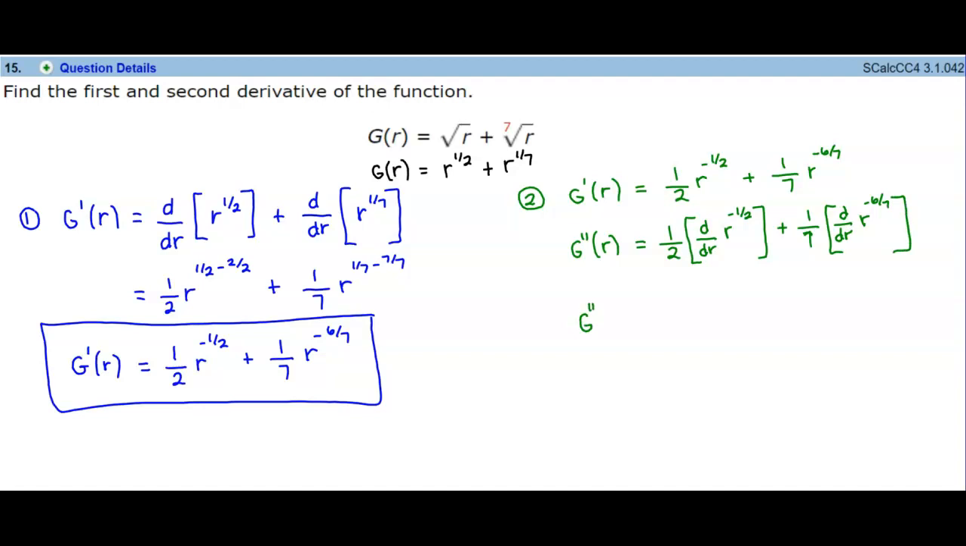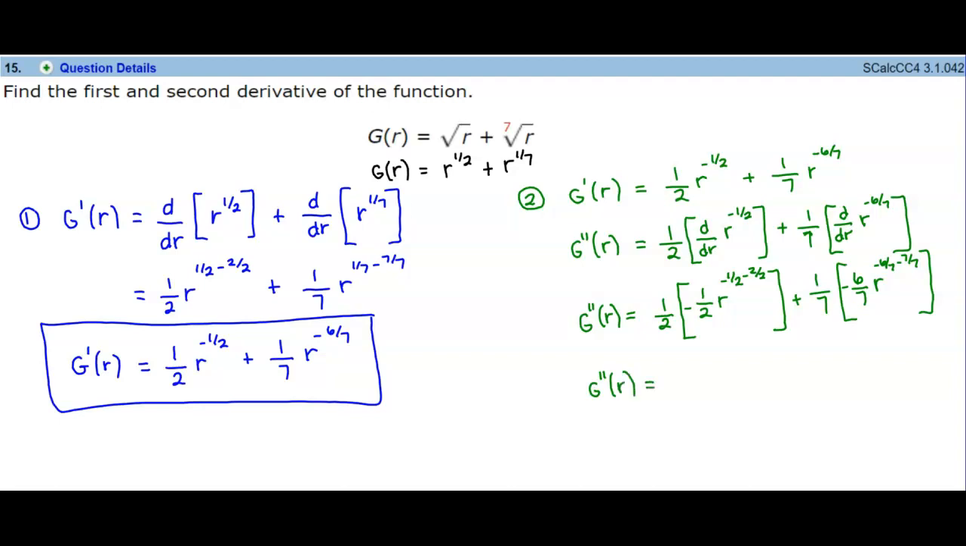Okay, so to find that second derivative, we're going to take 1/2, and then we're going to multiply that by negative 1/2, and then this becomes r to the negative 1/2 minus 1, which is minus 2/2, plus we have 1/7, and then to take the derivative with respect to r, for r to the negative 6/7, we're going to get negative 6/7 times r to the negative 6/7 minus 1, which is 7/7. So we get the second derivative.